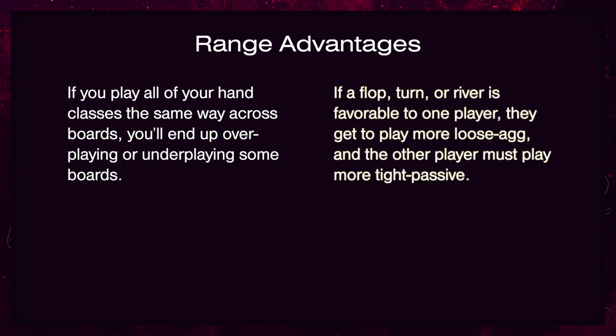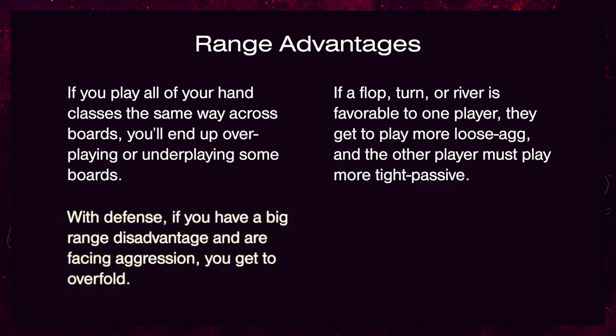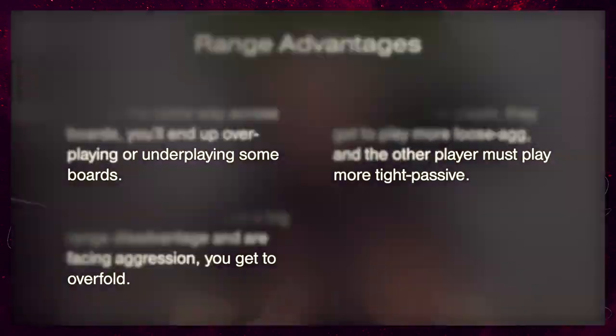You still get to play all of those hands a little bit more aggressively if you have the range advantage, and a little bit less aggressively if you have the range disadvantage. Similarly with defense, if you have a big range disadvantage and you're facing aggression, a lot of times you get to overfold. So you take those same hand categories and you get to fold. And even if you don't get to overfold, sometimes you just don't have those higher hands as often, so you fold a roughly appropriate amount. And similarly, if you have a big range advantage, you definitely cannot overfold.